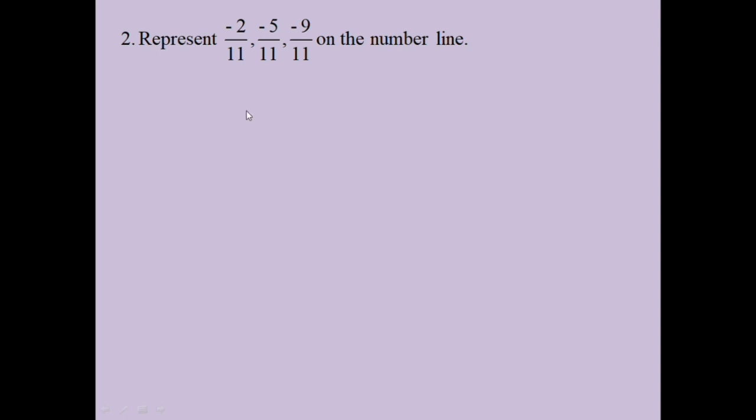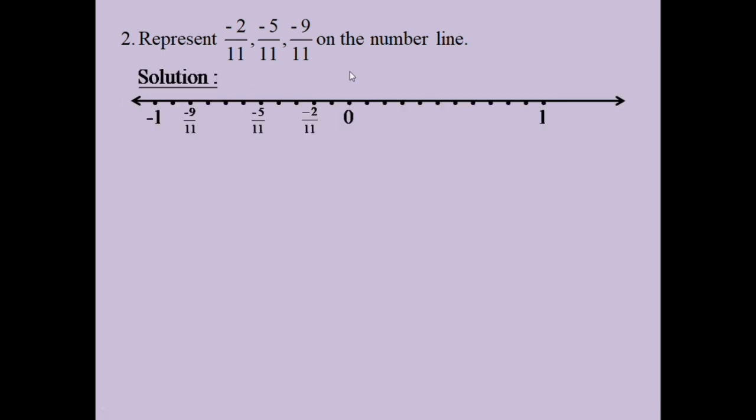Represent minus 2 by 11, minus 5 by 11, minus 9 by 11 on the number line. We have just represented a single number on the number line. In the same way, here all the denominators are same. So we can represent all these numbers on the same number line. The denominator is 11, right? So I have divided here every number into 11 equal parts.